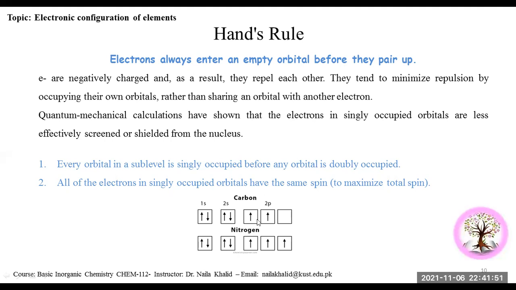And you can also say that all of the electrons in singly occupied orbitals have the same spins. So you can say Hund's rule of maximum multiplicity shows that the electrons in an atom of an element have maximum spin multiplicity, and this can only be achieved if the electrons are accommodated in empty orbitals, singly occupied.